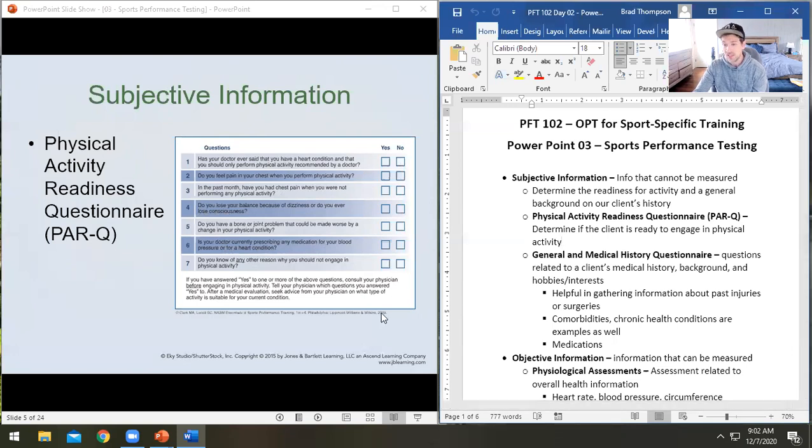But if you get a yes to any of these questions, it'll say, if you've answered yes to any of the above questions, consult your physician before engaging in physical activity and tell them which questions you answered yes to, and then after a medical evaluation, we can determine if exercise is appropriate or not, right?